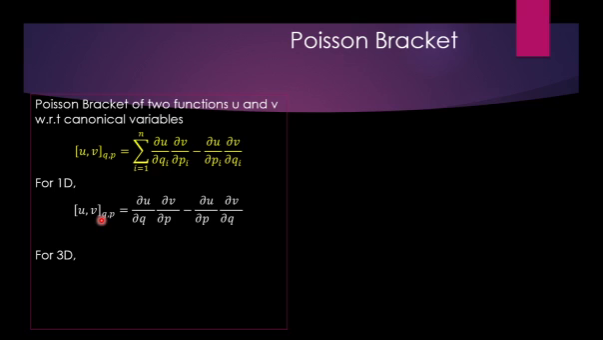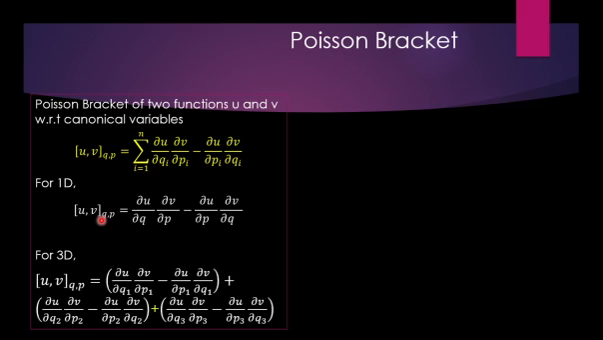Now in 3D form, there would be three sets of generalized coordinates and their corresponding momenta. So you'll have three such terms. Here you can see del u by del q1 into del v by del p1 minus, then reverse order, del u by del p1 into del v by del q1, plus. So this is applicable for q2 as well as q3. So if there is an n dimensional system, it would have n such terms.